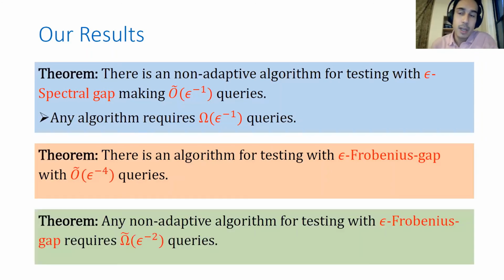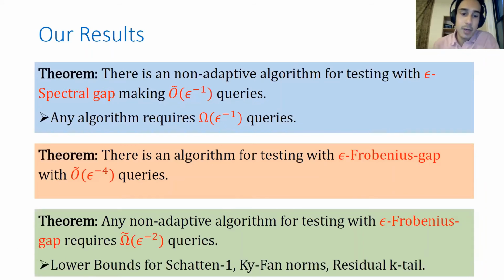And in fact, we show that the Frobenius gap problem is a strictly harder problem by showing a complementary lower bound. We show that any non-adaptive algorithm for testing with the Frobenius gap needs to look at at least 1 over epsilon squared queries to the entries of A. So this is a strictly larger lower bound than the upper bound for spectral norm gap, which shows that the Frobenius gap problem is in fact harder than the spectral gap problem.